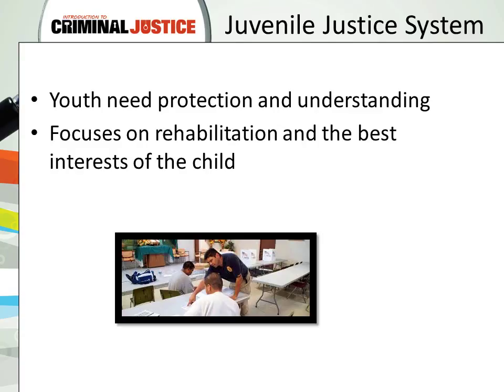The juvenile justice system is based on a couple of concepts. One is that youth need protection and understanding rather than punishment. Its focus is on rehabilitation and what is in the best interest of the child. That's compared to the adult justice system, which looks more towards the five things we talked about in earlier chapters, more towards punishment, restorative justice to society, stuff like that. But juvenile justice focuses on rehabilitation and the best interests of the child.